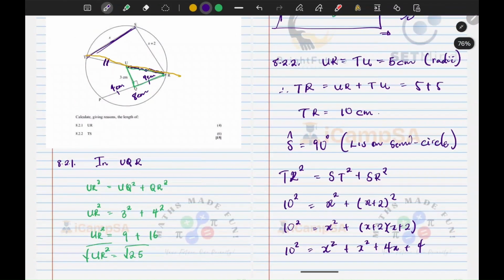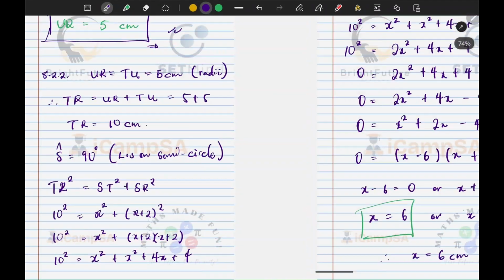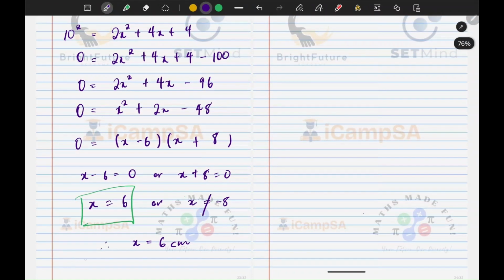But what do we want? We want TS, and TS is equal to x. So TS is equal to x, and x is equal to 6 centimeter. So that's how we solve this.